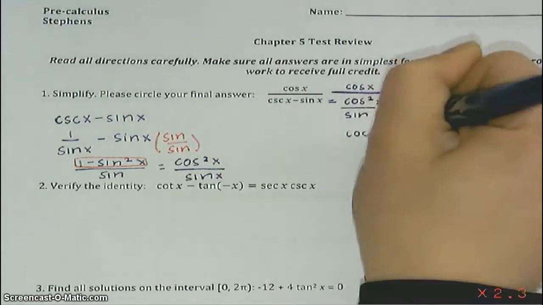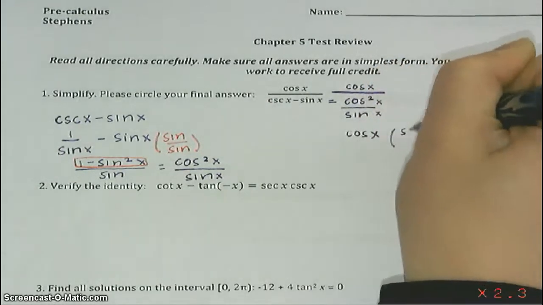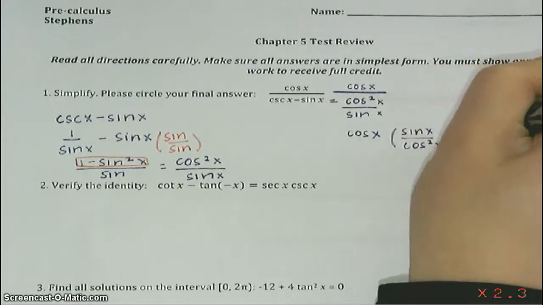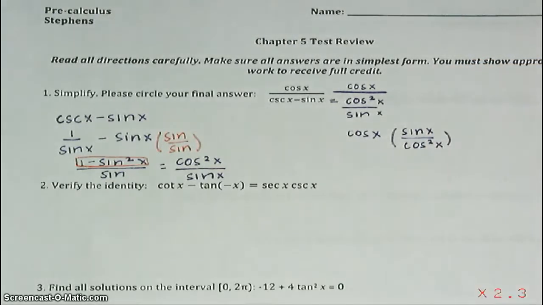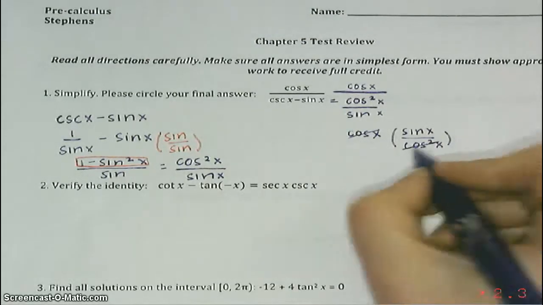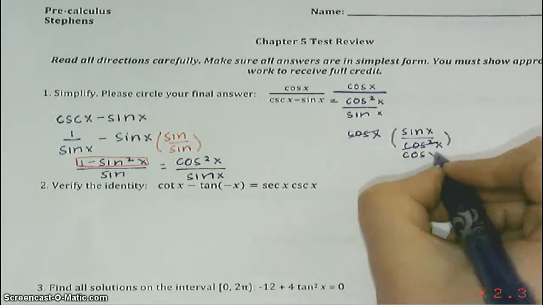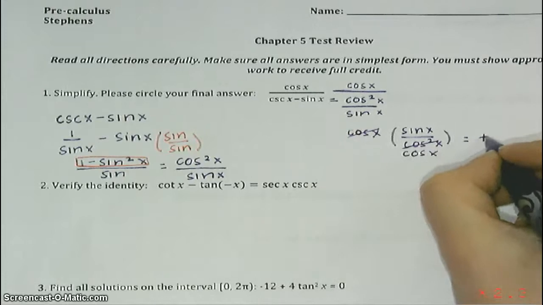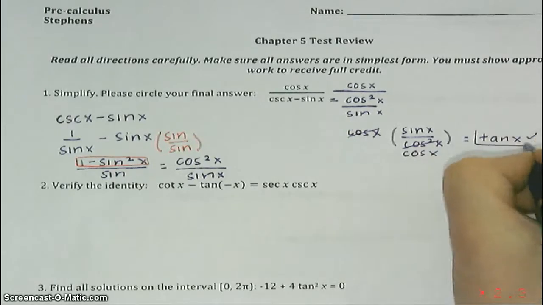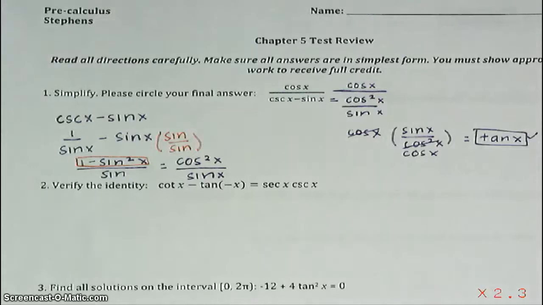So you're going to get cosine x times sine x over cosine squared x. These cosines will reduce. You still have a cosine on the bottom. And sine over cosine is tangent. At this point, you should maybe stop the video, try it on your own, or redo it on a separate sheet of paper.